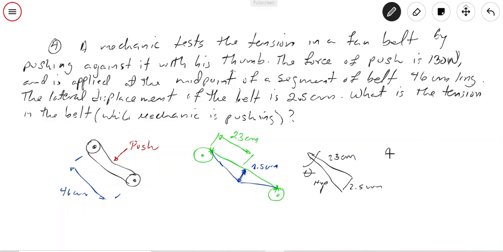So theta will be the tangent inverse of 2.5 centimeters over 23 centimeters, right? This is tangent inverse of the opposite over the adjacent side. Cancel the centimeters out, we divide 2.5 by 23, and we find the tangent inverse, and we have that theta is equal to 6.2 degrees. So we found this angle over here. Okay, there is the same angle over here.